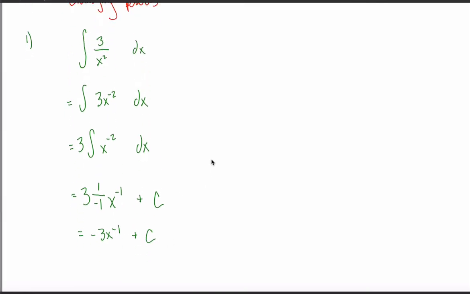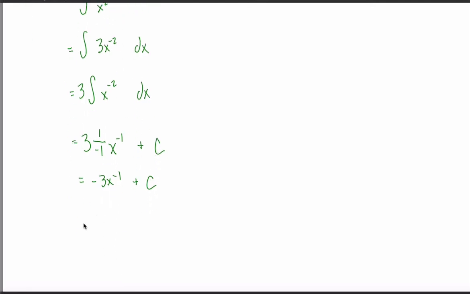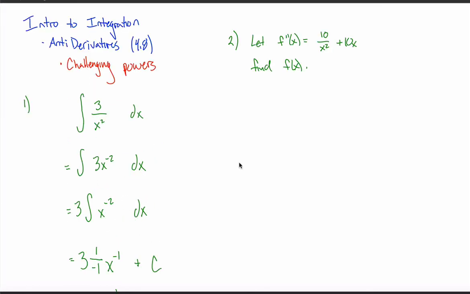You can leave your answer just like this. Some people think or say that your answer should be rewritten in the same format as your question whenever possible. So since this did not involve negative exponents, you might want to rewrite this as negative 3 divided by x plus c. Right, the negative 1 is x to the first power down in the denominator. But I think either way is totally fine. I don't see any real advantage to this form over this form.